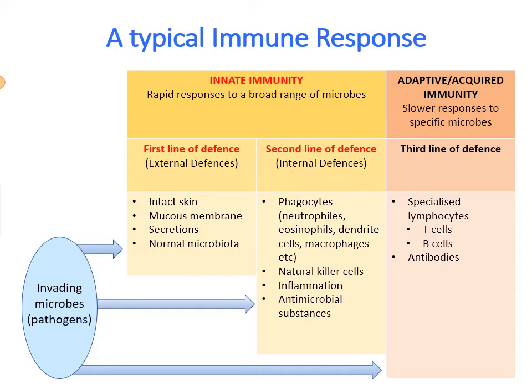When the second-line defenses fail, the third line of defense, which is the humoral and cellular immunity, will get activated to destroy the specific pathogens. The humoral response will produce antibodies, while the cellular response will activate cytotoxic and helper T cells. These specialized lymphocytes allow the body to establish memory so that it can more effectively respond to the same pathogen in the future.